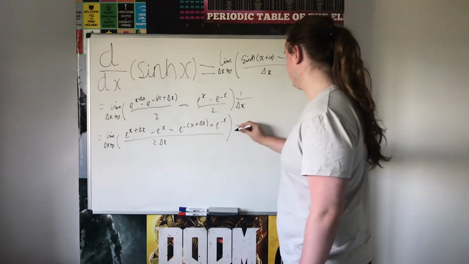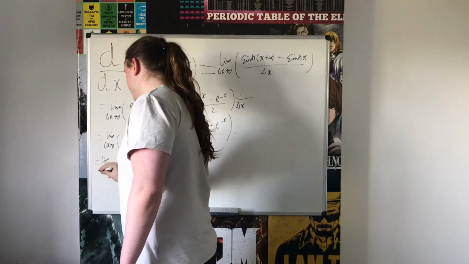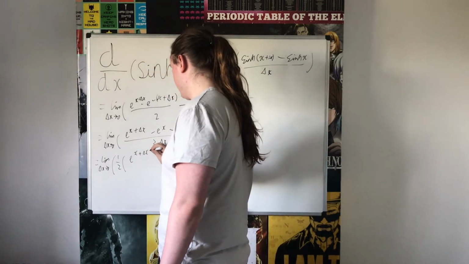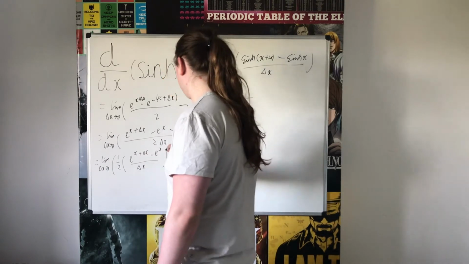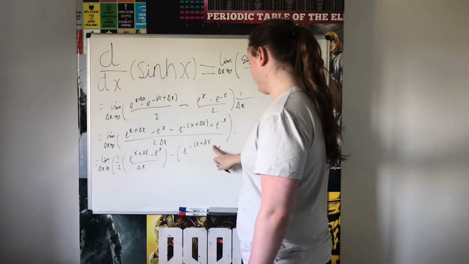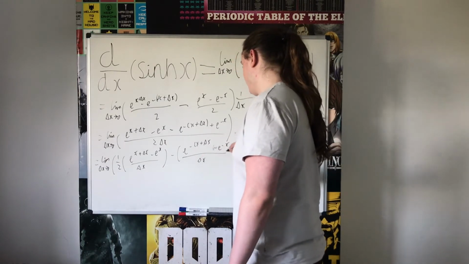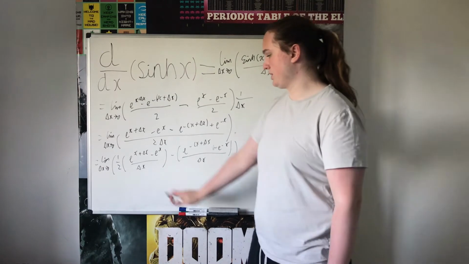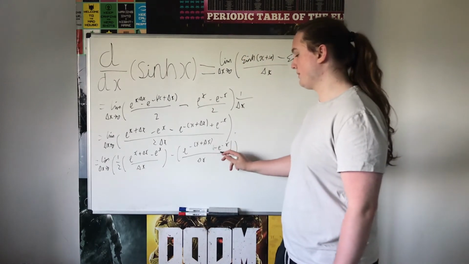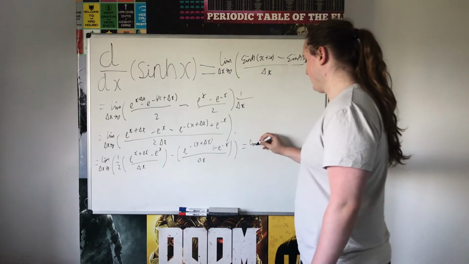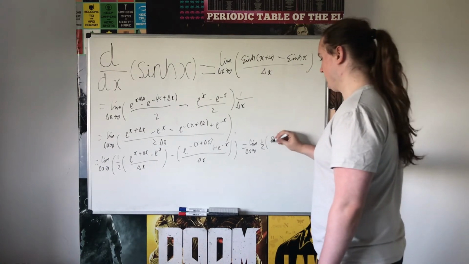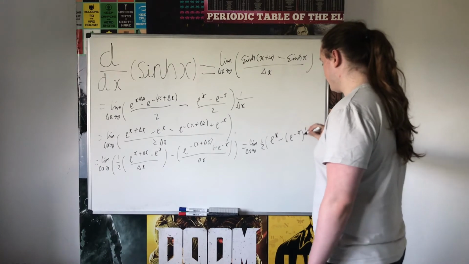And now this is the same as the limit as delta x approaches 0 of a half times e to the x plus delta x minus e to the x over delta x, minus e to the minus (x plus delta x) minus e to the minus x over delta x. And so we know from first principles that this is just the derivative of e to the x, which I proved in a separate video as e to the x, and this is the derivative of e to the minus x. So this is going to become the limit as delta x approaches 0 of a half times e to the x minus the derivative of e to the minus x.